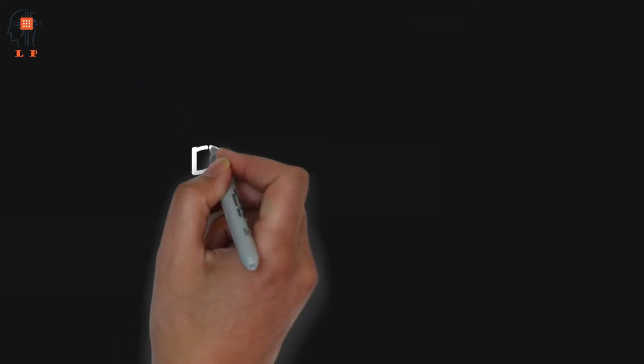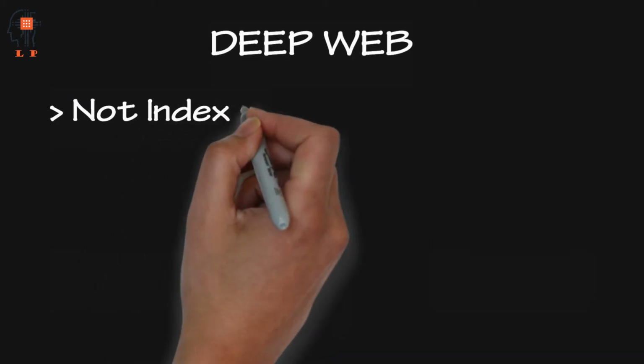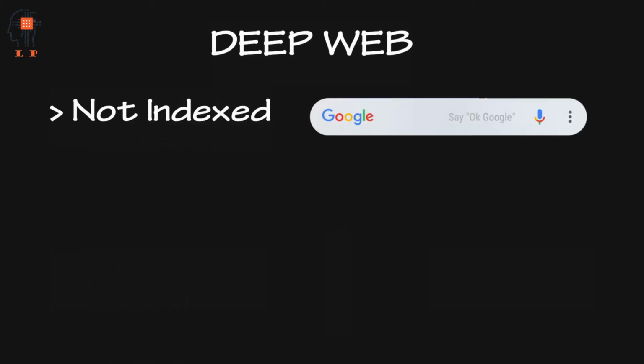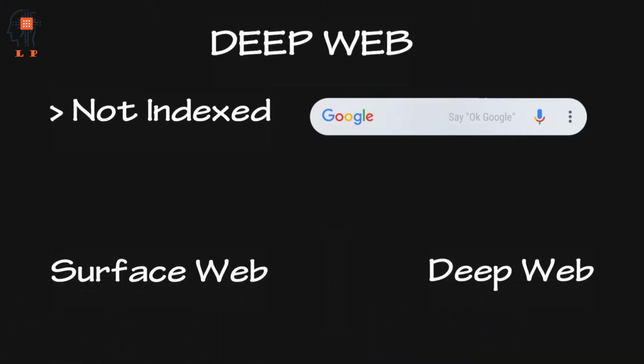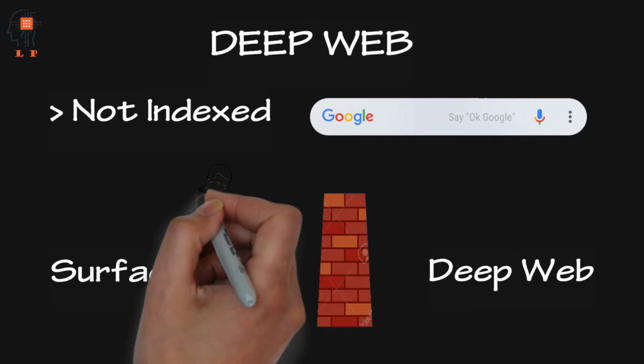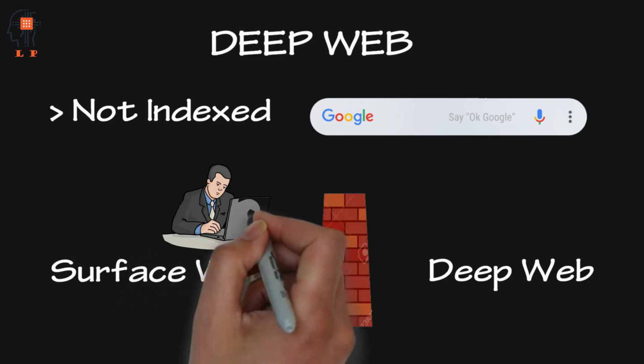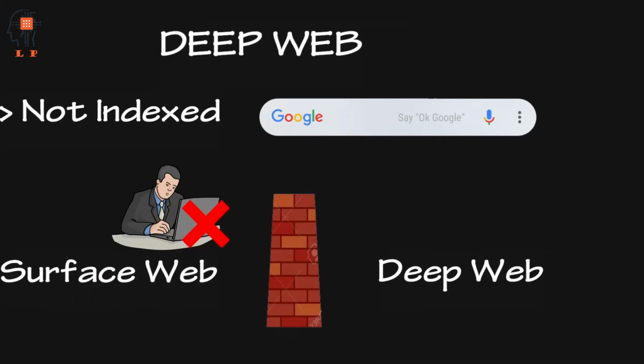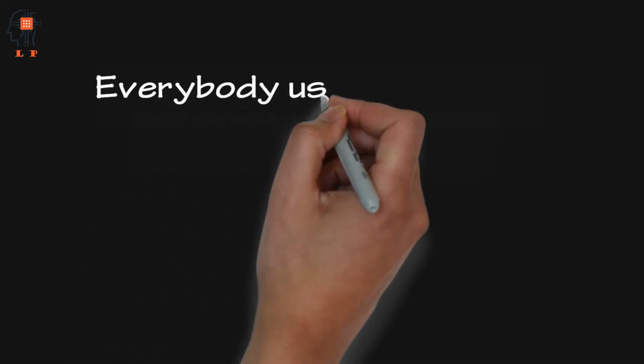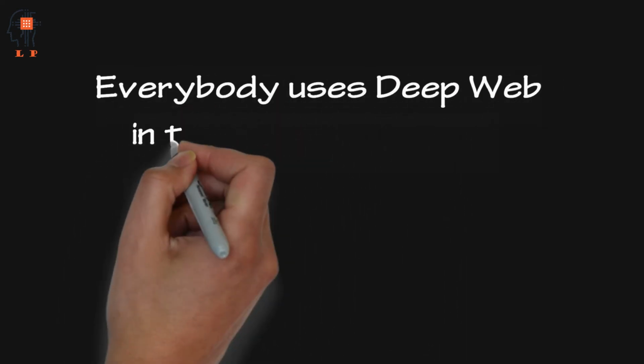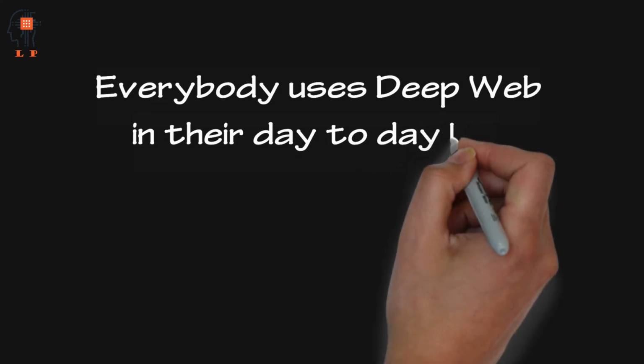The deep web is the portion of the internet that is not indexed. That is, it is not accessible via a search engine. The contents of the deep web are mostly similar to that of the surface web. But a wall that separates the surface web and the deep web prevents the general public from accessing certain web pages and documents. Knowingly or unknowingly, everybody uses deep web services in their day-to-day life.